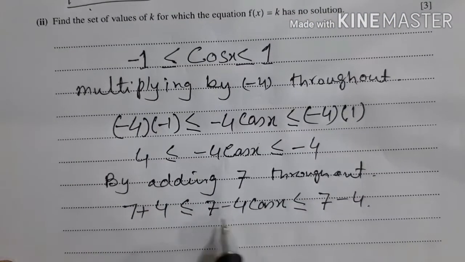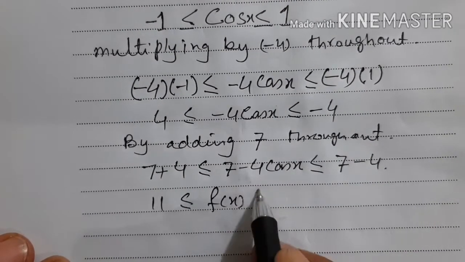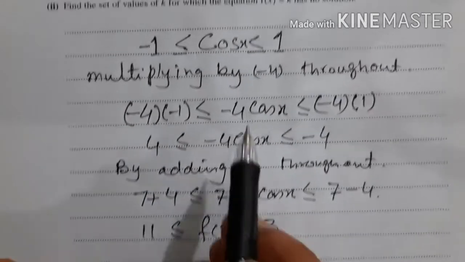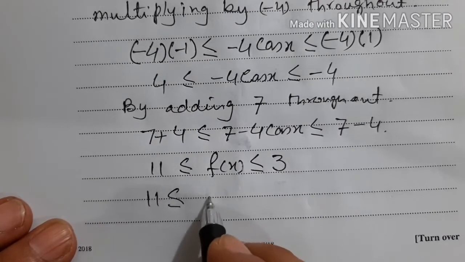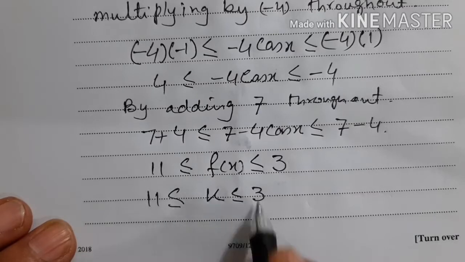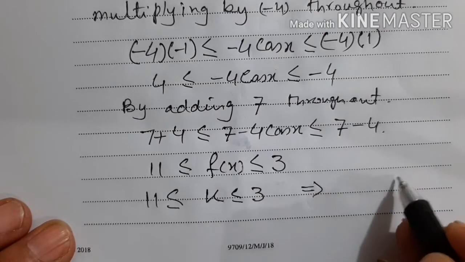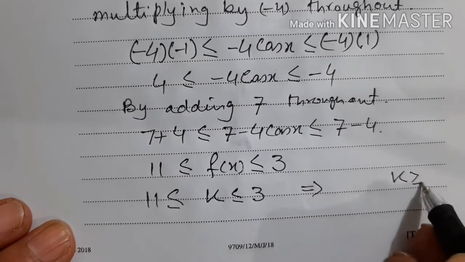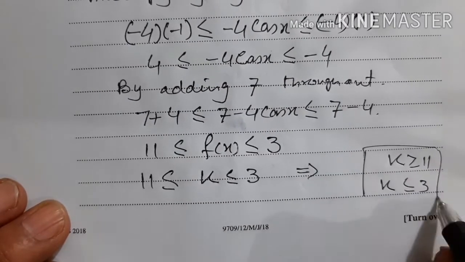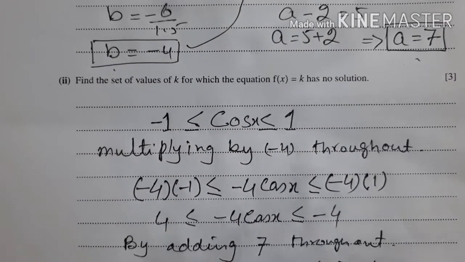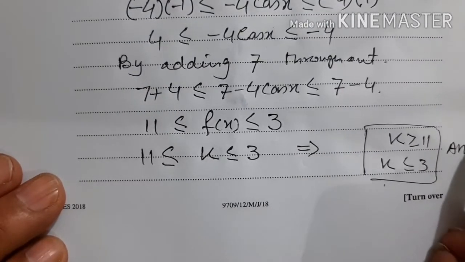It means I can write it as f of x between 3 and 11. Now f of x is equal to k, so I'll put the value k here, so k is between 3 and 11. These are the values of k. I can write it separately: k is greater than or equal to 11 and k is less than or equal to 3. These are the values of k for which this has no solution. This is the answer of part B.